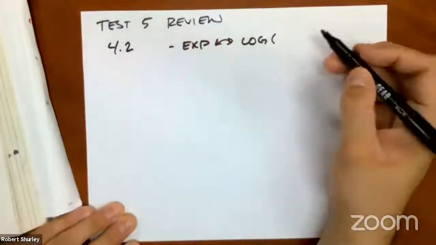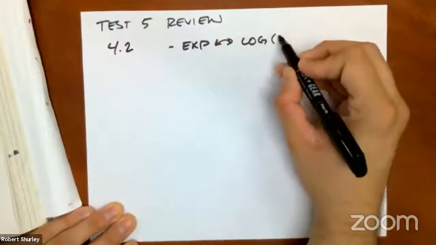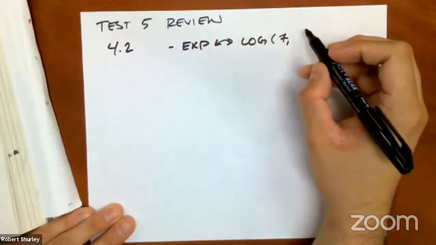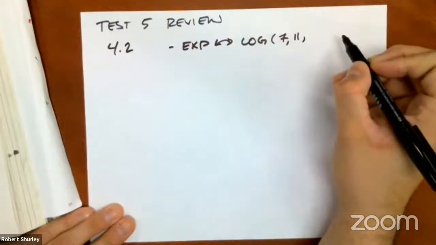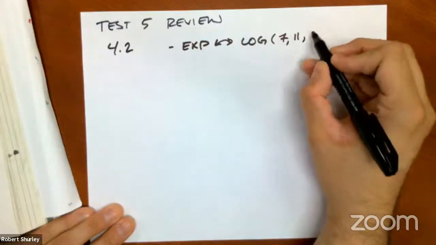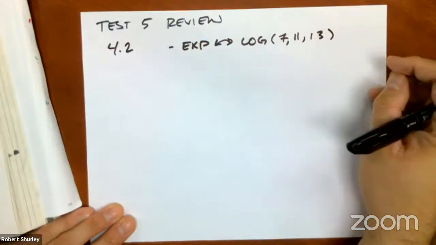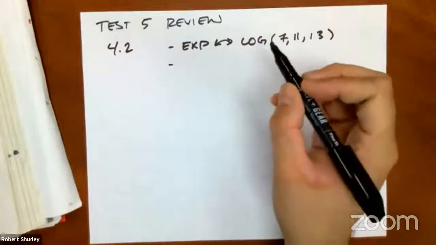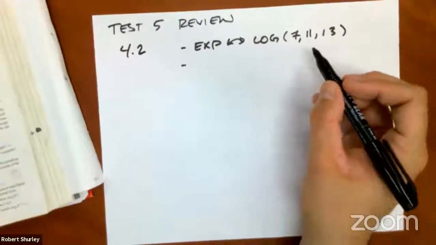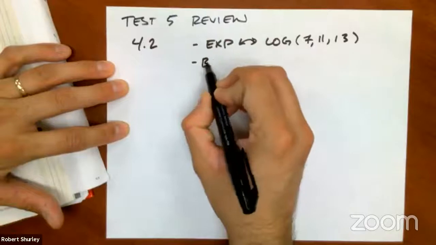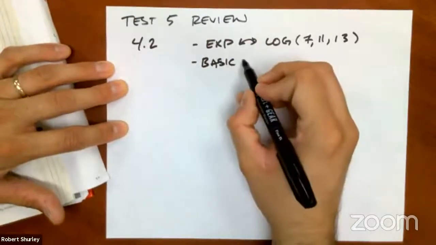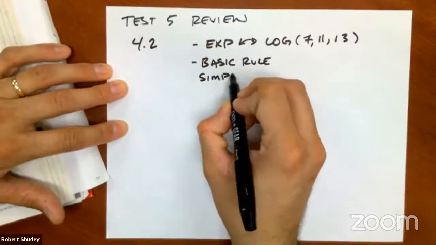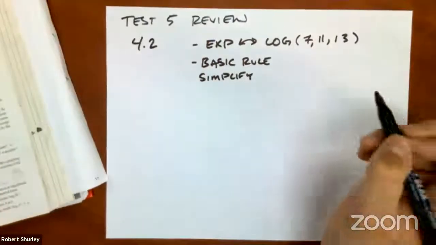For the homework in 4.2, good examples of this would be like 7, 11, and like 13. Those are 3 good examples for the study guide for this homework. Then we went into simplifying using those basic rules. So I'll call it basic rule simplification.